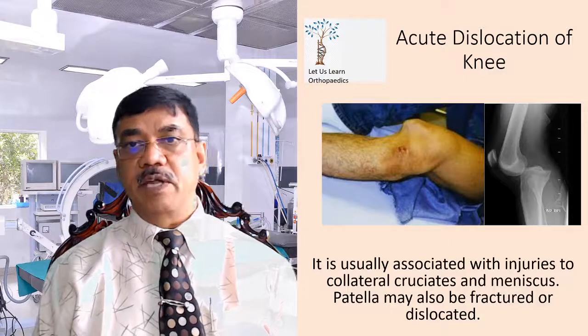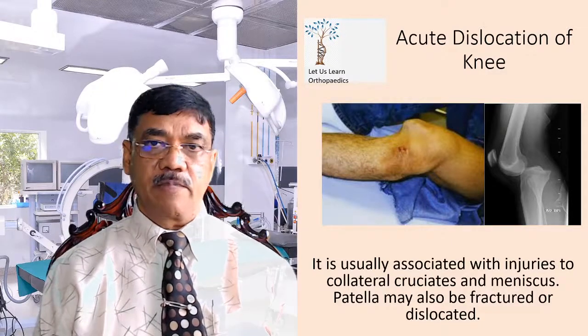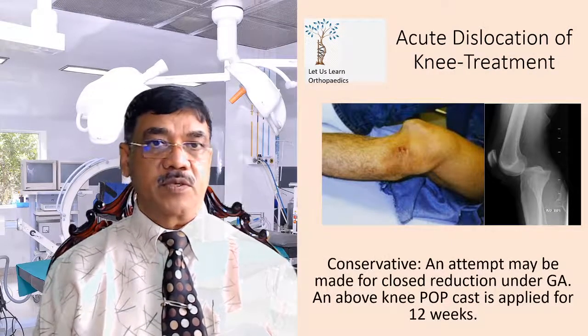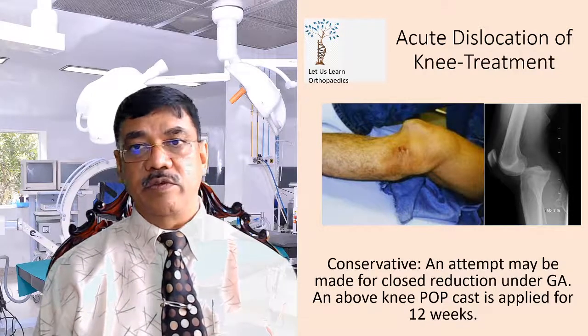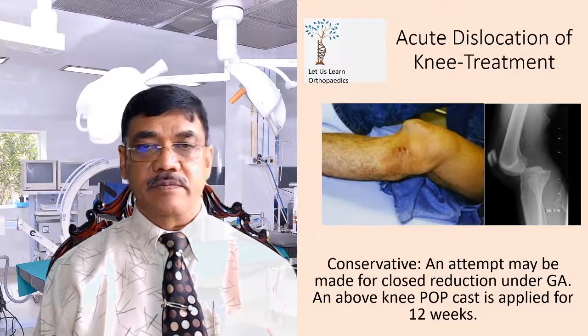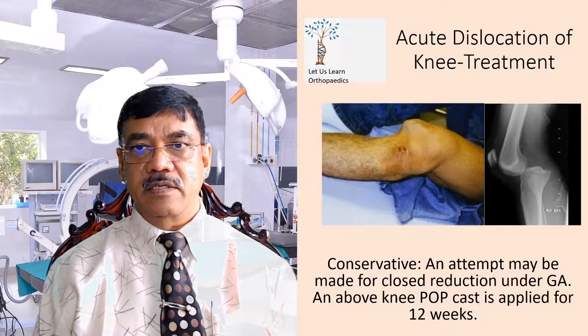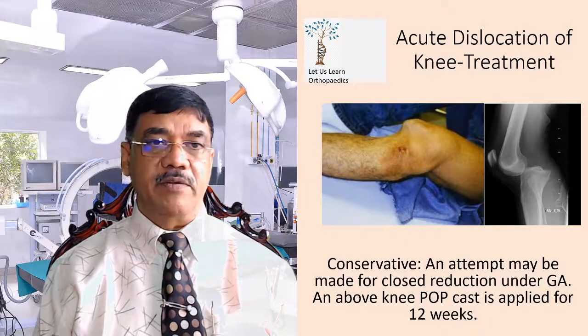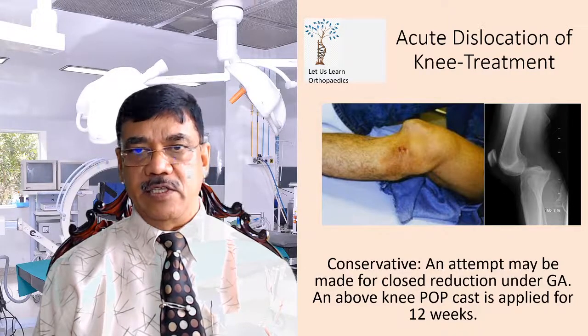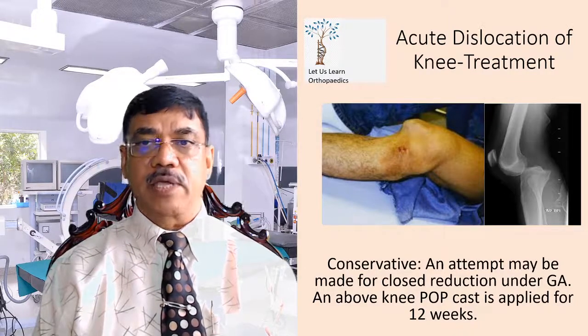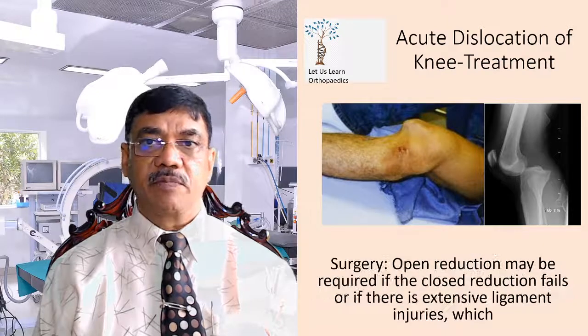The patella may also be fractured and dislocated, and there may, of course, be vascular injury. The popliteal artery may get injured. Treatment-wise, conservative: an attempt must be made for closed reduction under general anesthesia, and an above knee POP cast is applied for 12 weeks.